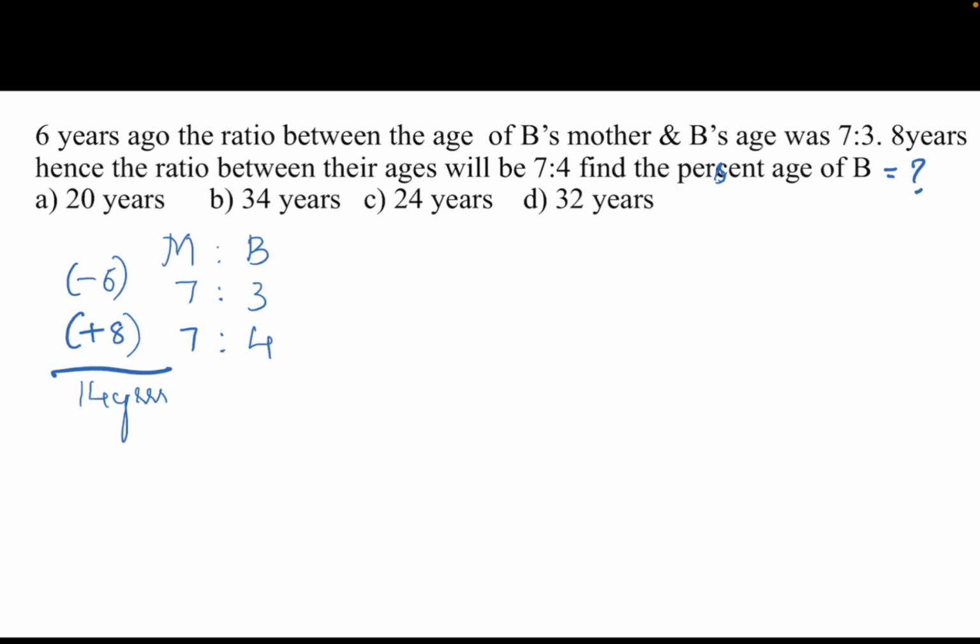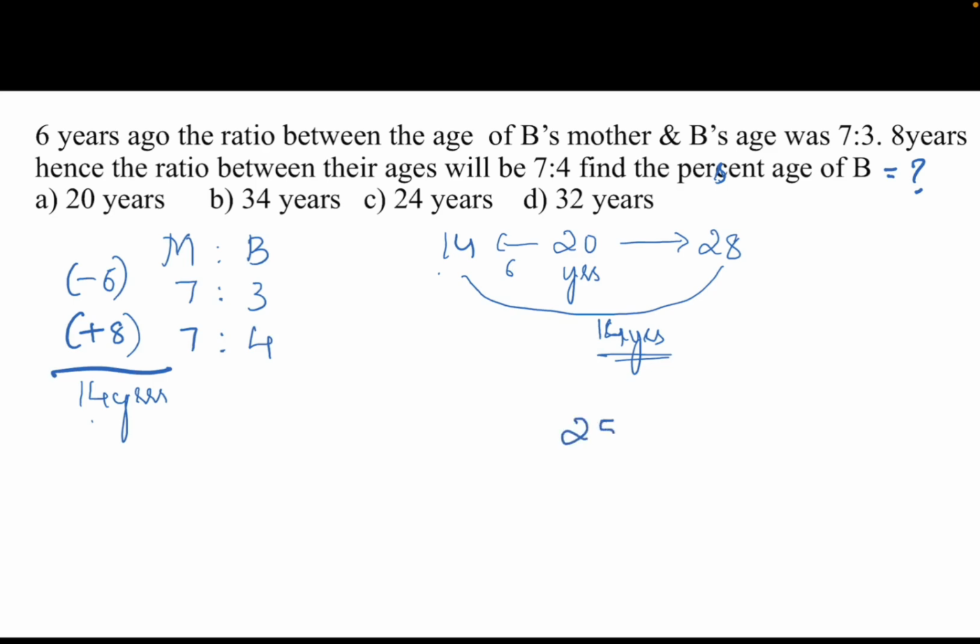Because now for example, if a person is 20 years now, his present age is 20 years. 6 years ago his age will be how much? 14 years. And 8 years afterwards his age will be 28 years. So 28 minus 14 will be how much? 14 years. So the difference between 6 years ago and 8 years hence of his age will be 14 years. So that 14 years I have taken here. Okay, any number you take.